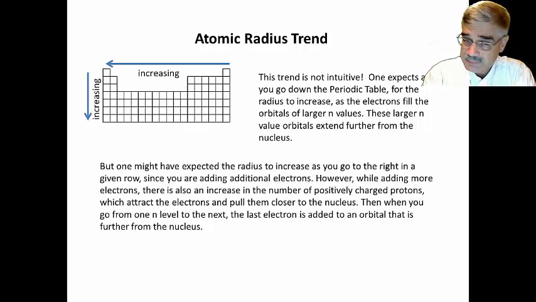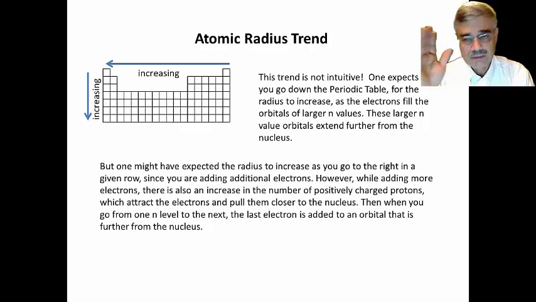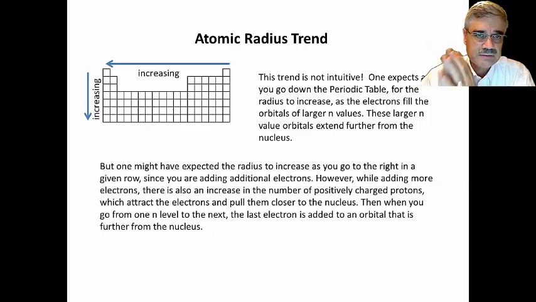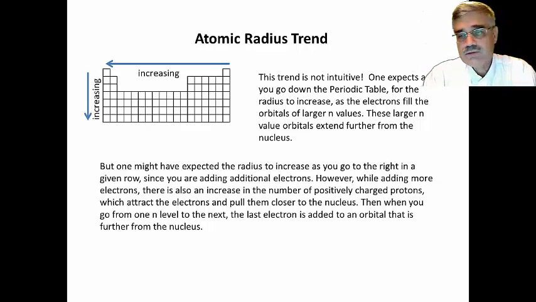Now, you might have expected that as you go from the left to the right, as you go from lithium, sodium, potassium, group 1A, over to the halogens, fluorine, chlorine, bromine, and to the noble gases, that things would get larger because you're increasing the atomic number, the number of protons and neutrons in the nucleus, and you're increasing the number of electrons. However, actually the size gets smaller. The atoms shrink as you go from left to right.